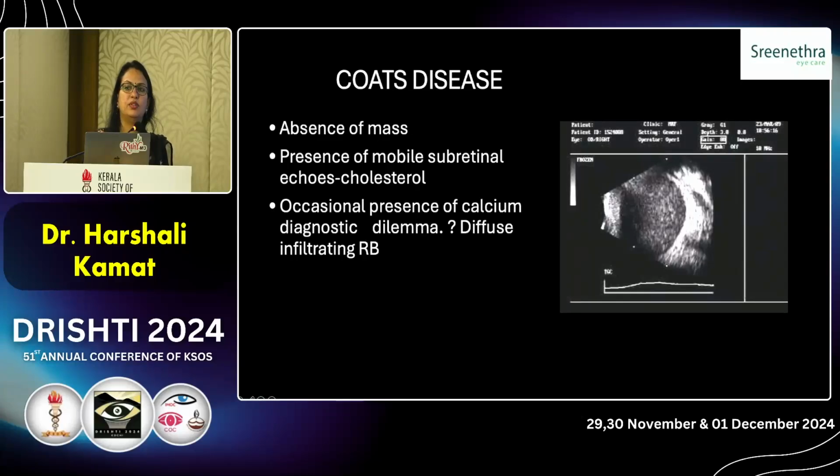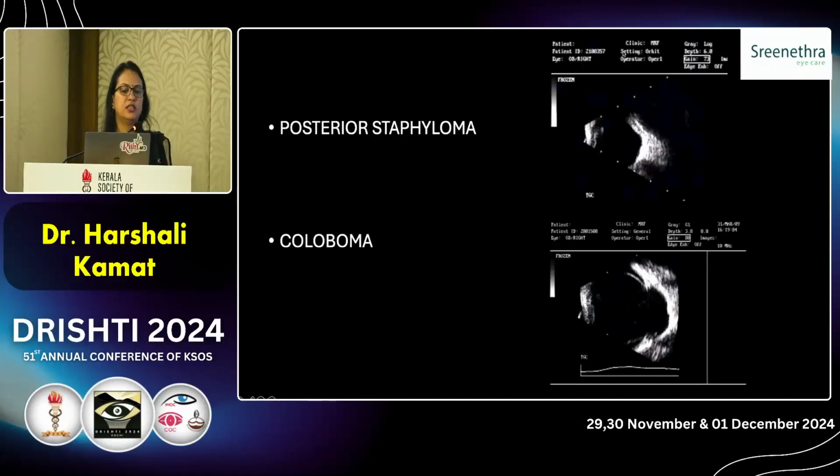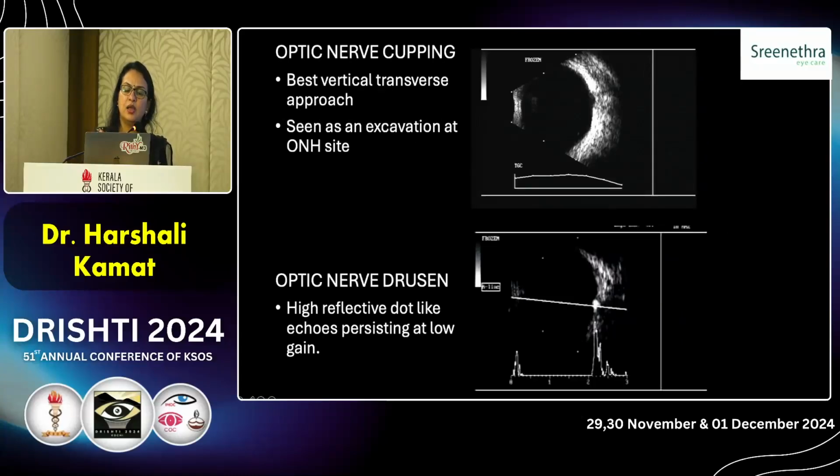Coats disease won't have any particular mass lesions, but you'll be able to show the mobility of these subretinal echoes, and it forms an important differential for retinoblastoma. But if you see calcification, it's more towards retinoblastoma. There are certain anatomical abnormalities which you need to know, such as if you see a smooth excavation, it's a posterior staphyloma, whereas if you see a sharp excavation, as in this case, it's a coloboma. It may be associated with a retinal detachment.